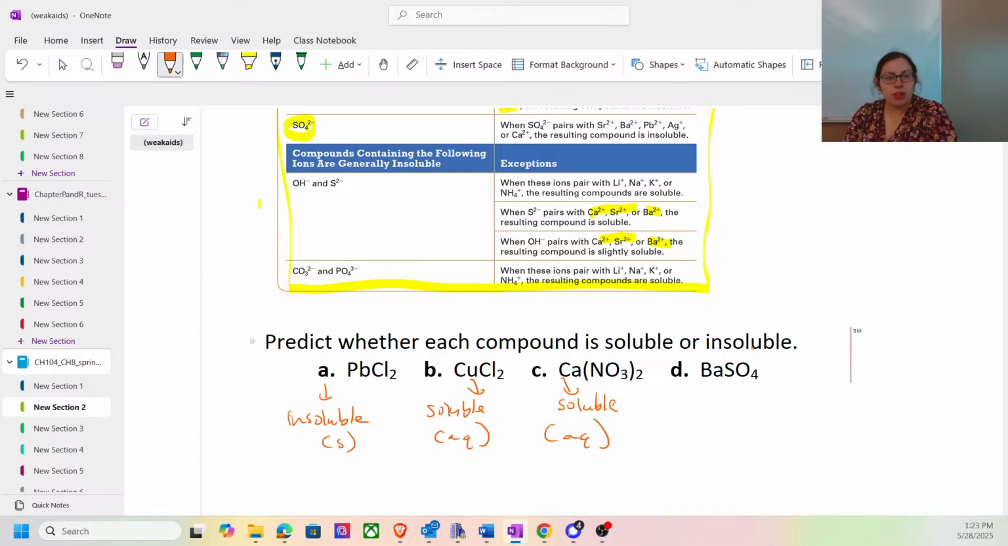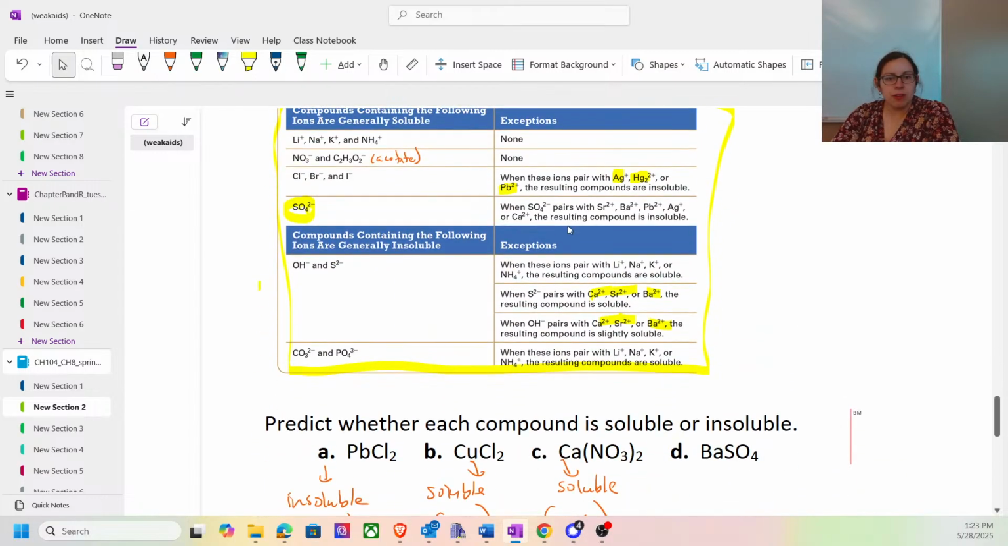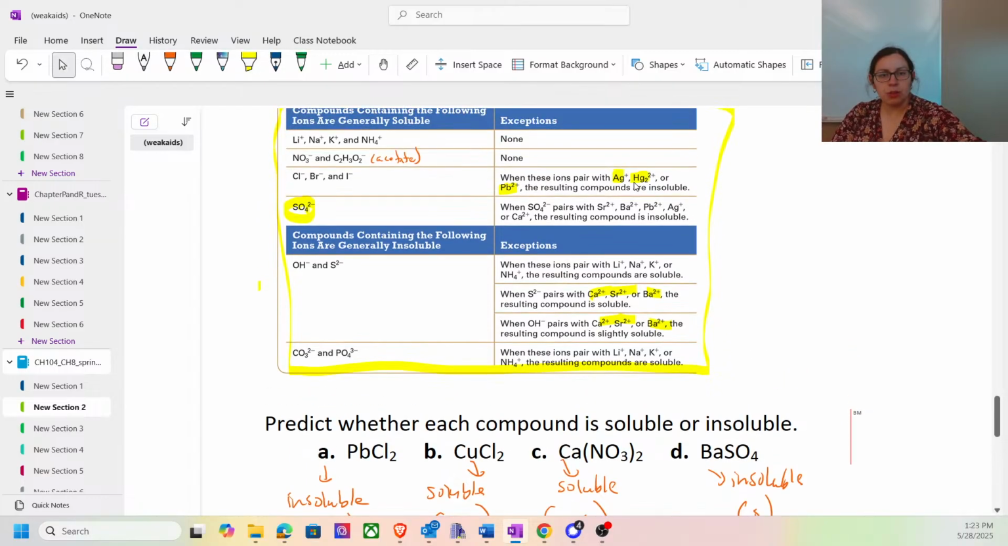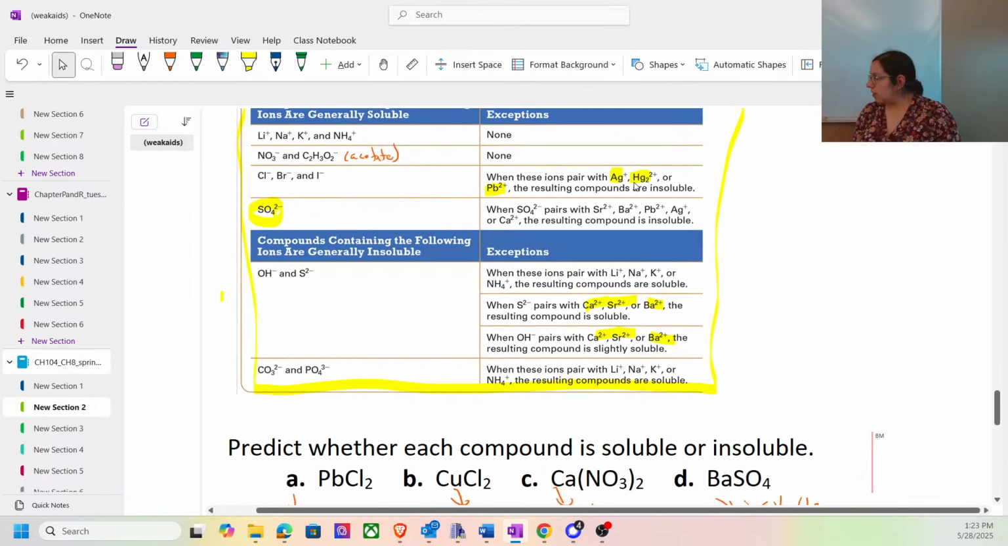Oh, check that one. So most sulfates are soluble except, so then barium is one of our exceptions, so insoluble. So probably make a little solid there. Questions on this?